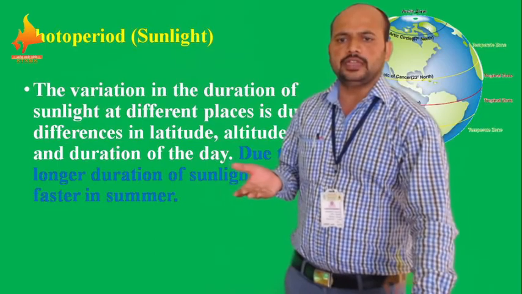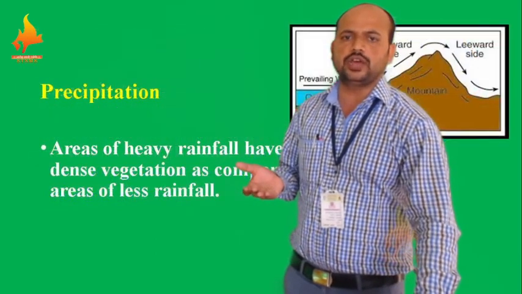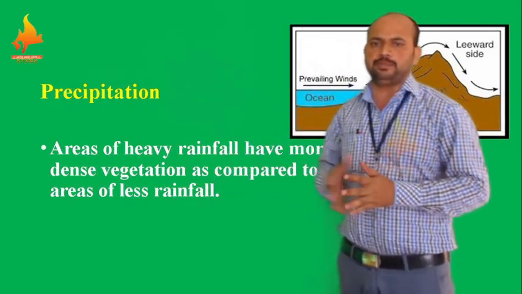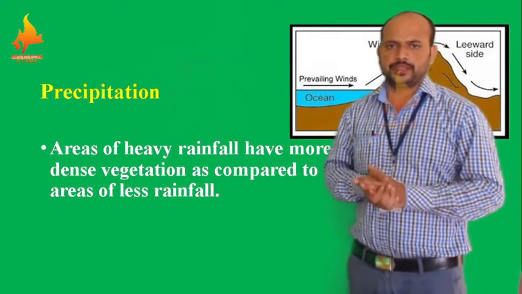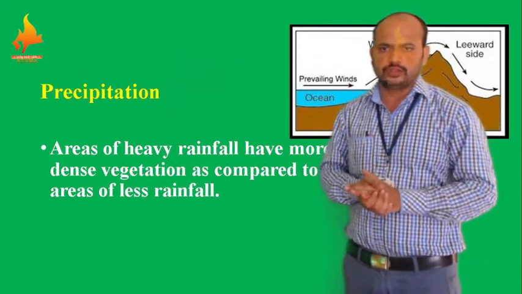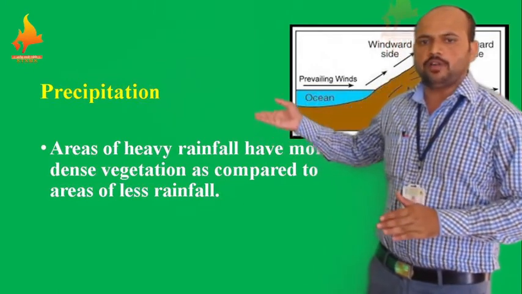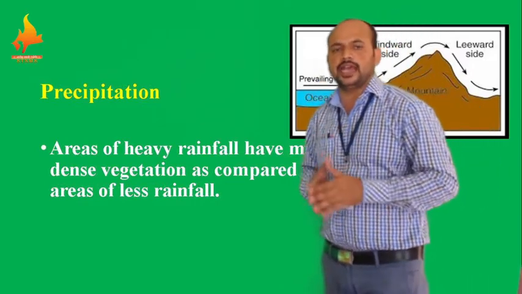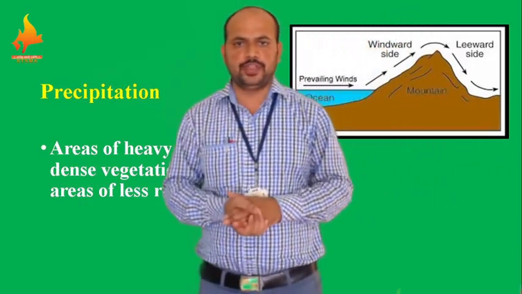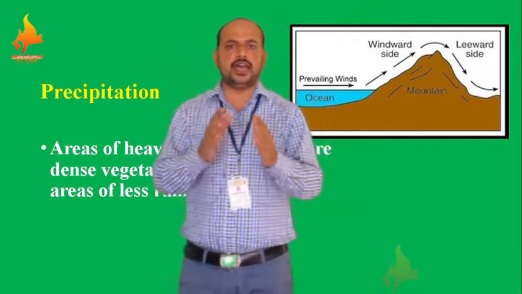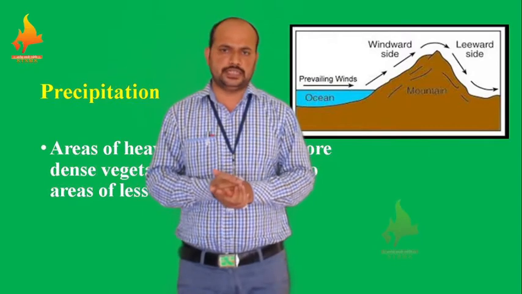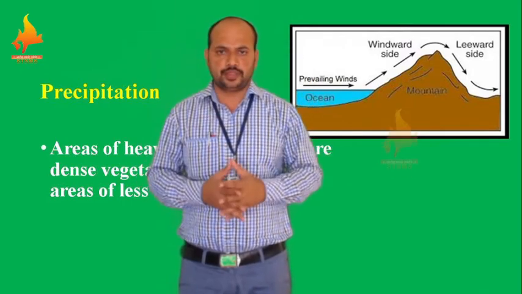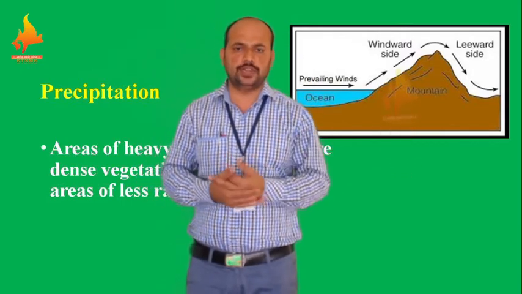Apart from photoperiod, even precipitation is also required for the growth of plants. We know it very well. And so the next factor we have, that is precipitation. Every life requires water for its growth. So in the same way, in areas of heavy rainfall you will find dense vegetation as compared to areas having less rainfall. And that's why the Rajasthan region has very less vegetation as compared to the Meghalaya region, because this Meghalaya region has more precipitation or the rainfall we can consider.